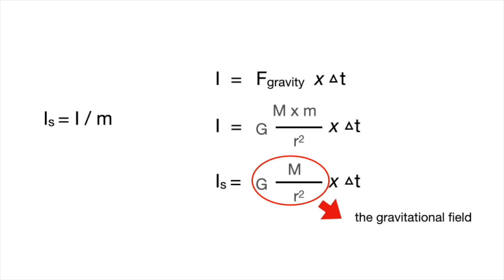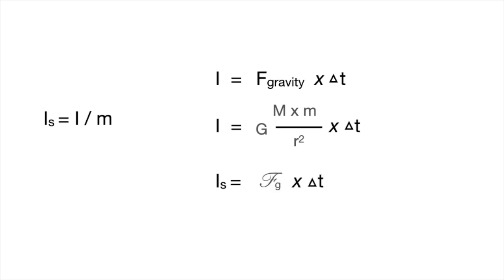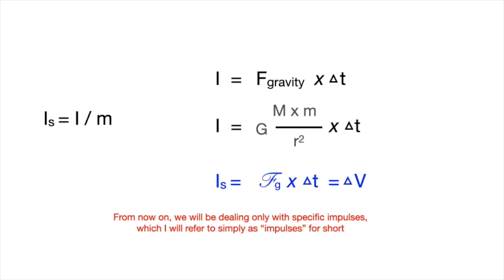The quantity G times big M, the mass of the Sun, divided by r squared, is known as the gravitational field, which we designate with a cursive F and a G subscript. We can remember it simply as the gravitational force divided by little m. So the specific impulse equals the gravitational field times delta t, which in turn equals delta v. From now on, we will be dealing only with specific impulses, which I will sometimes refer to simply as impulses for short.